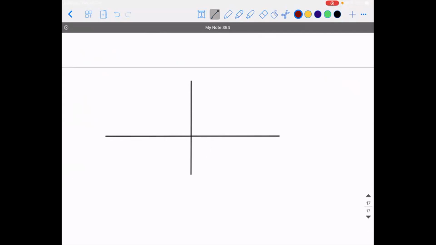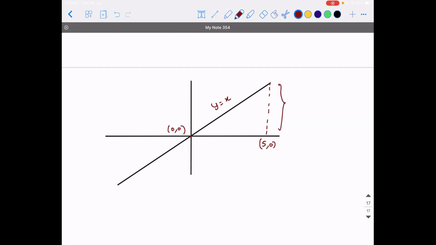See, since in most of your schools they would have started relations and functions, there is something called an identity function, which is nothing but y is equal to x. If I take this point as 0, 0, and for the time being, let me call this 5, 0. If I drop a perpendicular for the line y is equal to x, how much is this height, guys? What is this point? It is 5, 5.